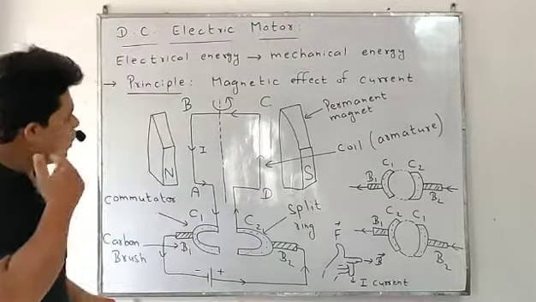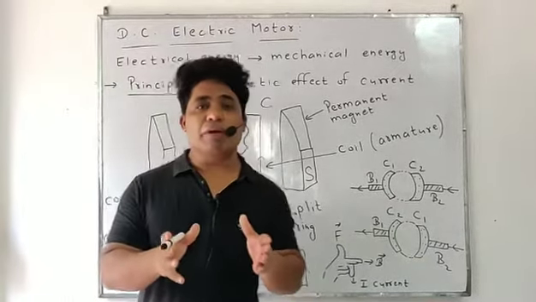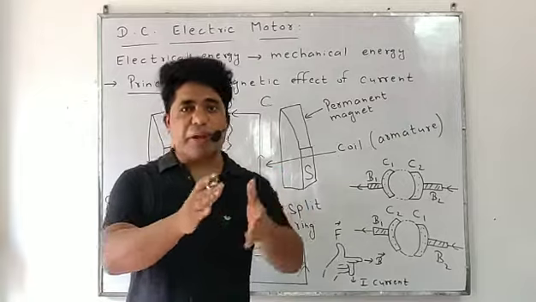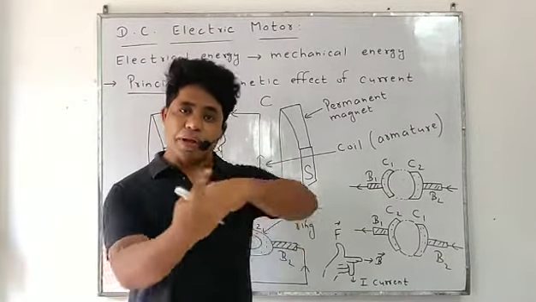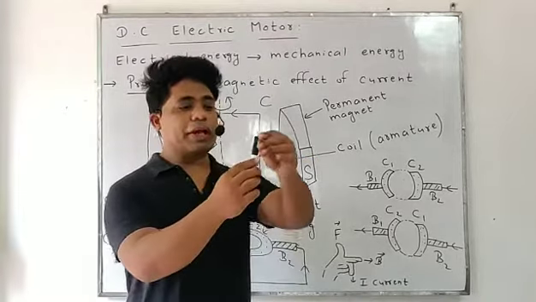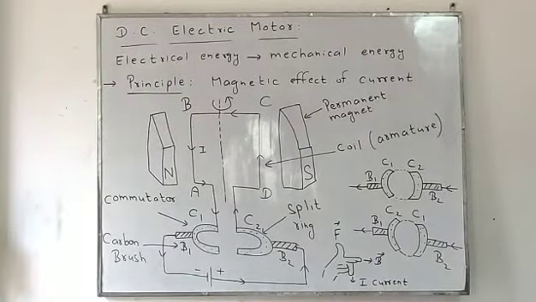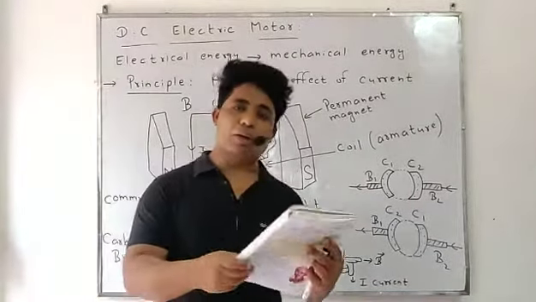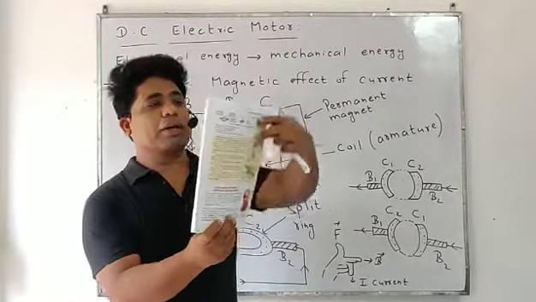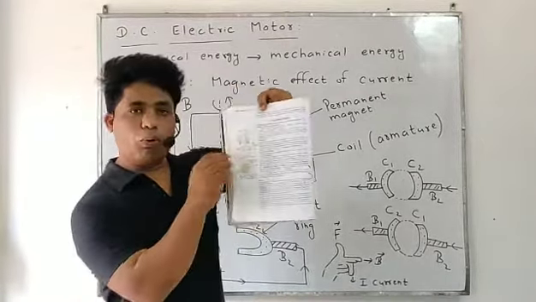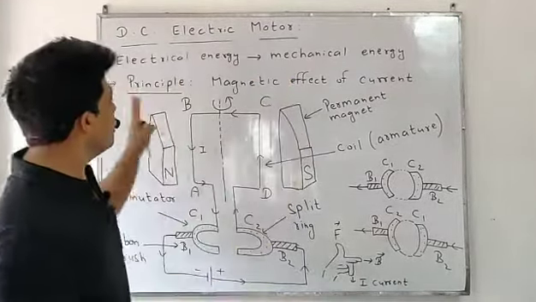Okay students, now its principle. Actually it is based on the principle that whenever a current carrying conductor is placed in a magnetic field, it experiences force, that is called torque. As a result, it starts rotation motion. I'll give you an example. Suppose this is a rectangular coil, and when we put it in this magnetic field having some current, it experiences force on both the ends. As a result, it starts rotation motion. It is based on that principle.